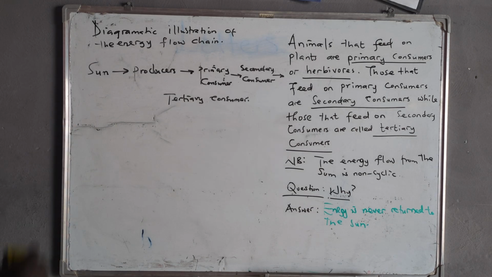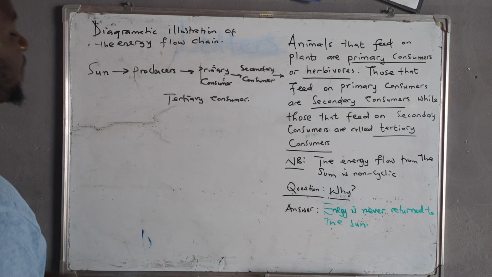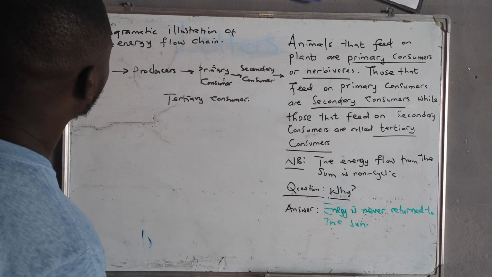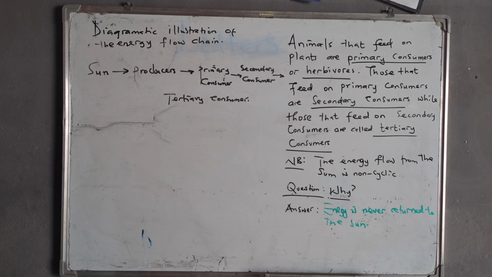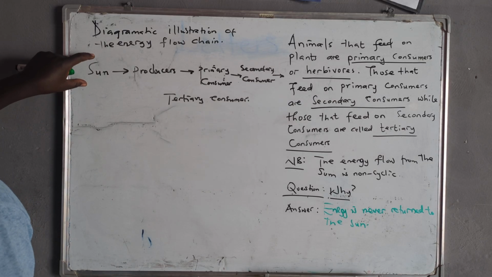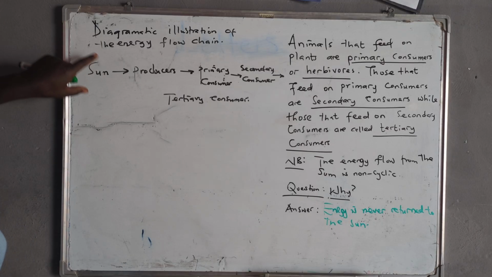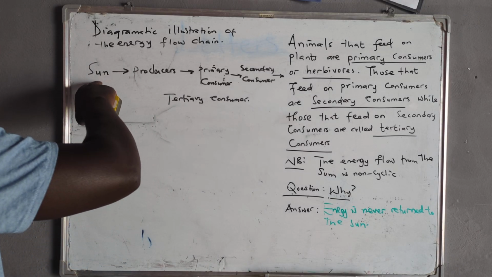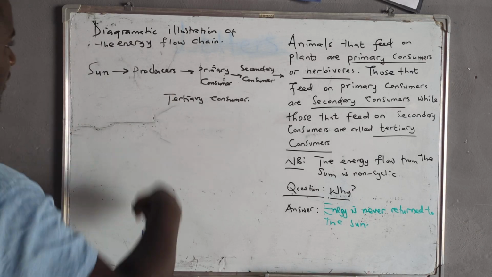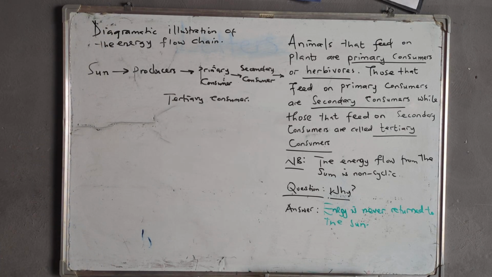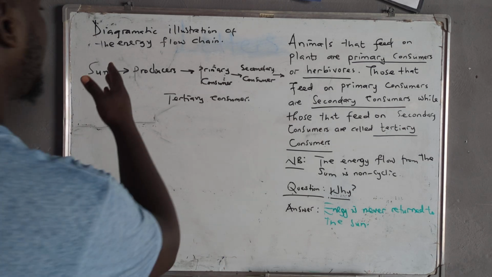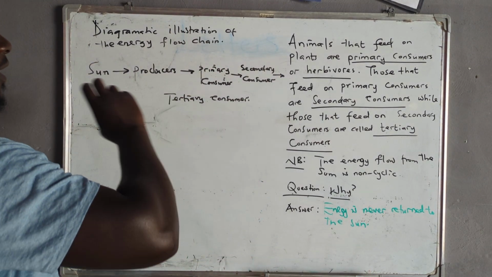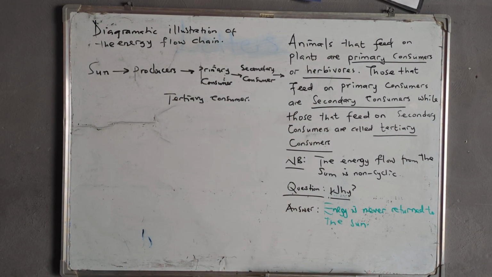Okay, so if you are asked to write the energy flow diagram, you're just supposed to begin with the first niche, in this case the sun. This is the primary or principal source of energy. So energy is transferred from the sun to the producers, from the producers to the primary consumers, to the secondary consumers, and then to the tertiary consumers.